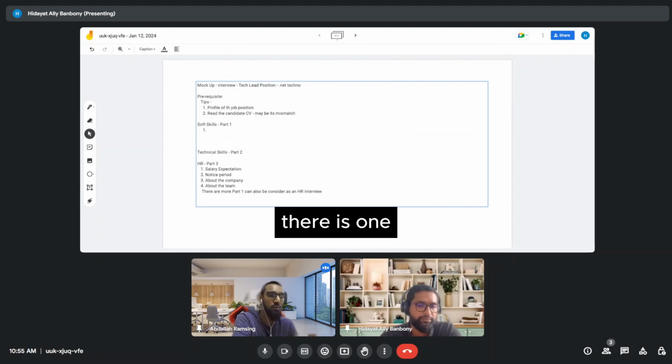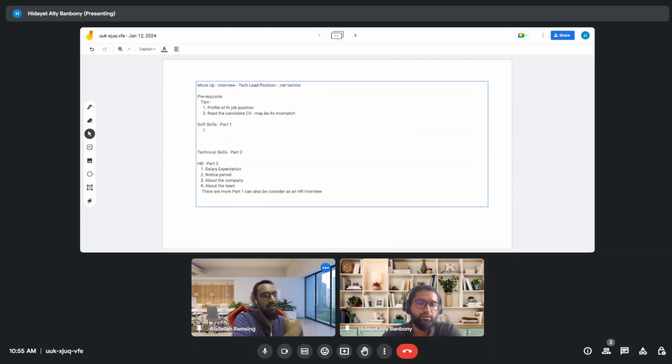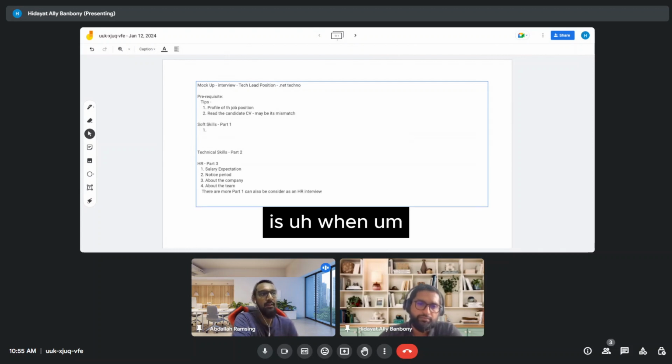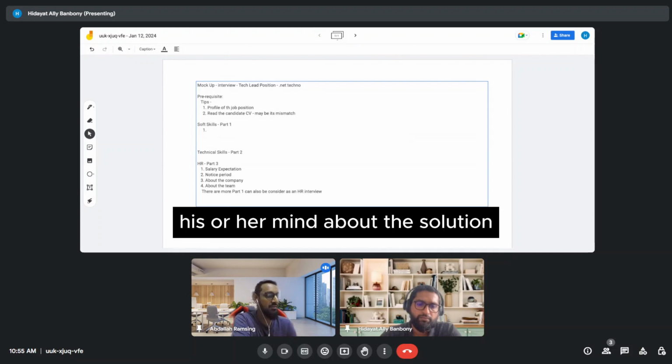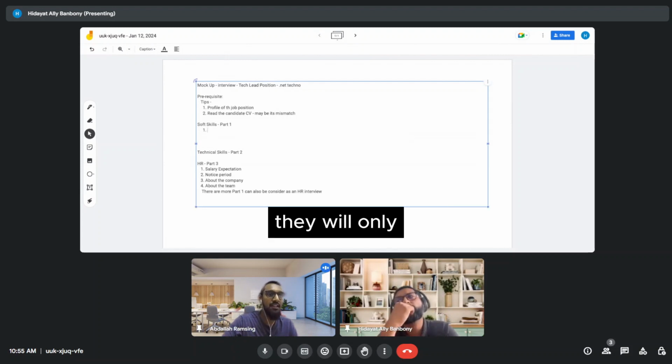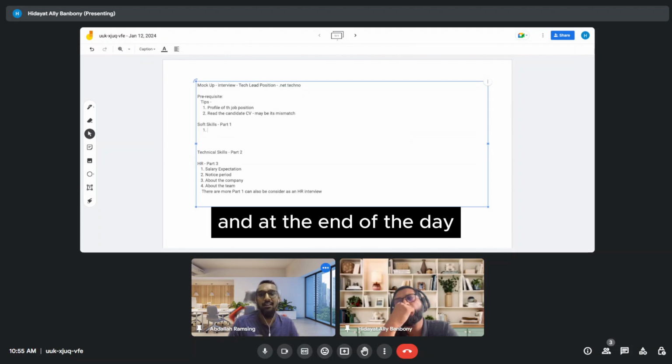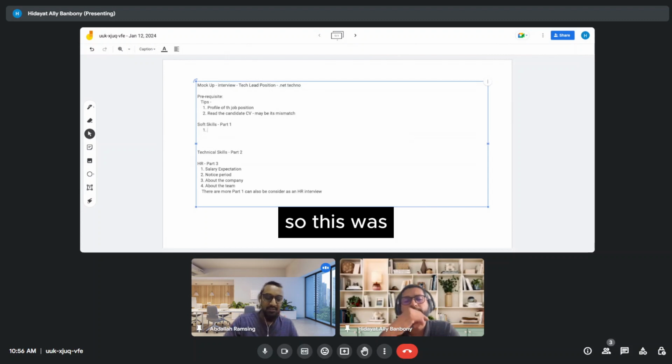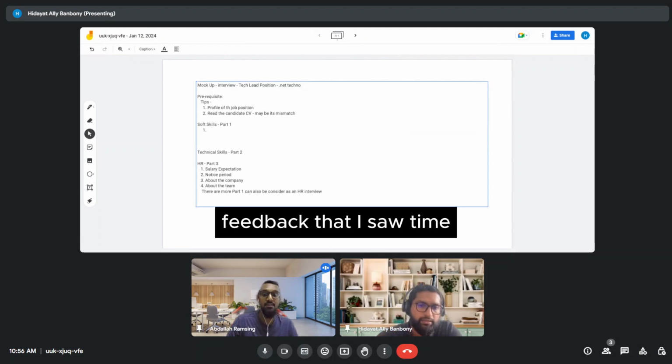Yeah, so for me, there is one specific issue I've found coming up again and again: when the developer has made up his or her mind about a solution, even if it's not optimized or there are better solutions, they will only focus on it. And most of the time, they just lose time. For example, there is a good library that can do something. They prefer implementing it themselves, and at the end of the day, it cannot even match what a library can. So this was my biggest feedback that I saw time and again.